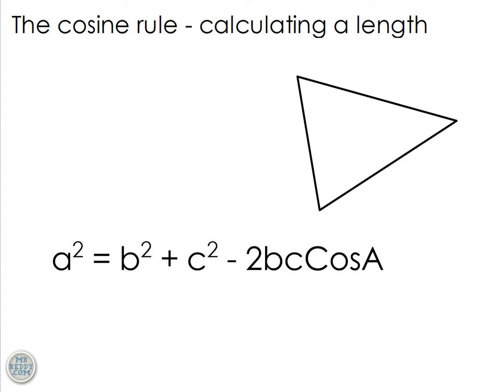Here's a video on how to use the cosine rule to calculate a missing length. Here it is, and you might want to start copying this down now because it's quite long. A squared equals b squared plus c squared minus 2bc cos A. It's definitely worth trying to remember this and spending some time memorizing it.